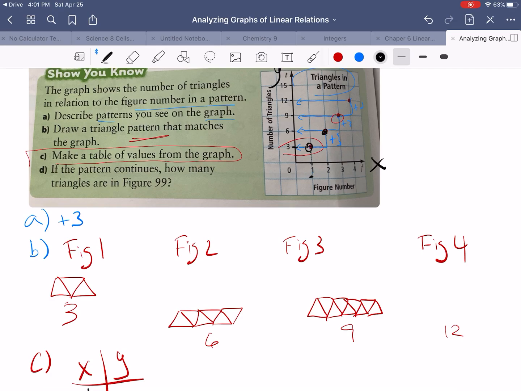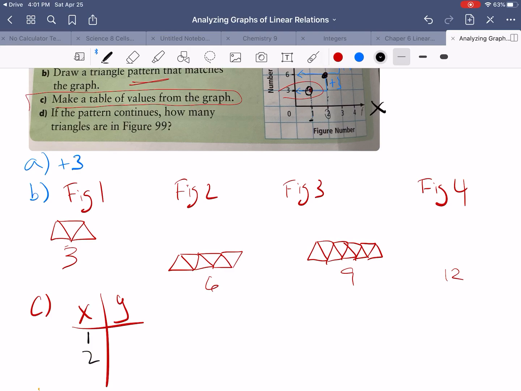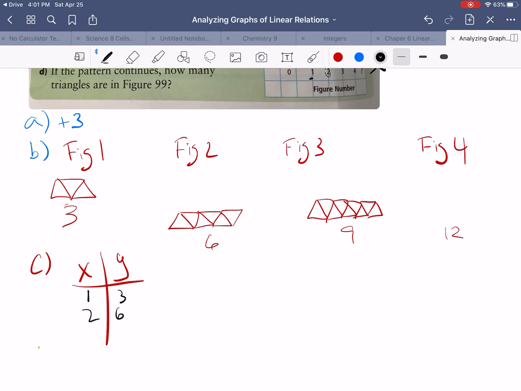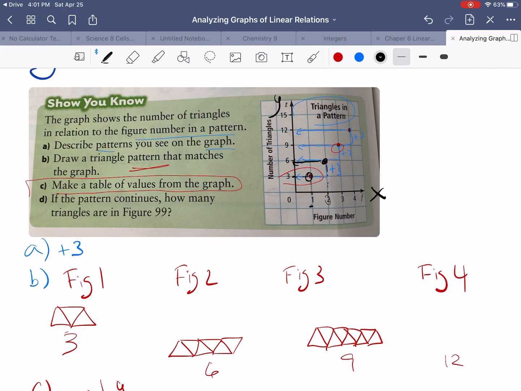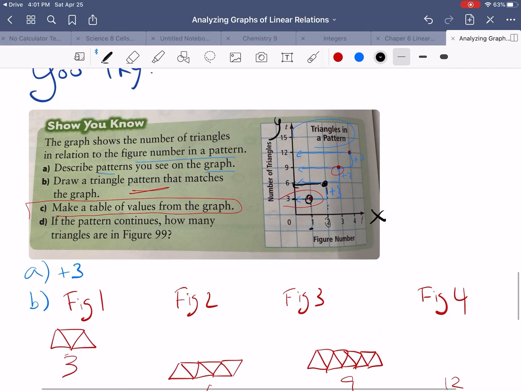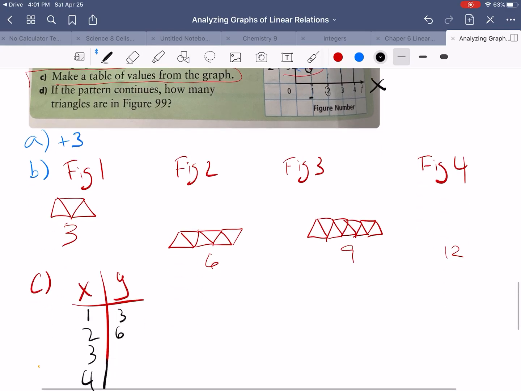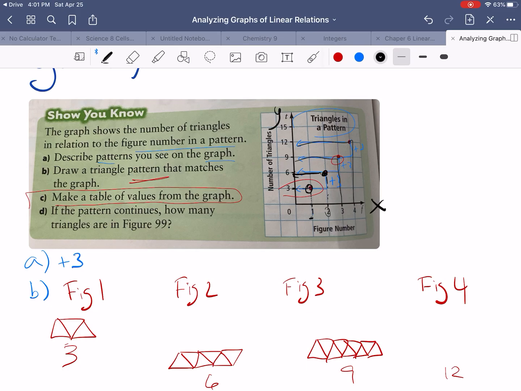We do the same here. Here's the dot, so it looks like our x is 2. Oh, sorry. And this was 1 and 3. 2, and I go across, and 6. 3, 4. So it would be 4. Oh, sorry, 3 and 9, and 4 and 12. So that's the table of values.